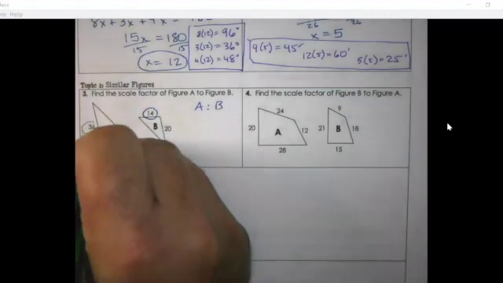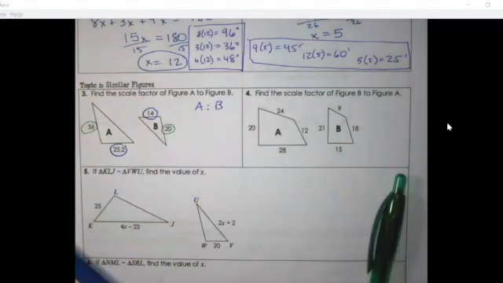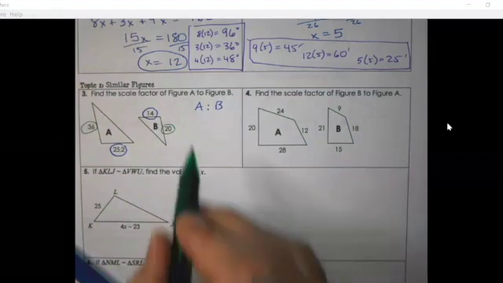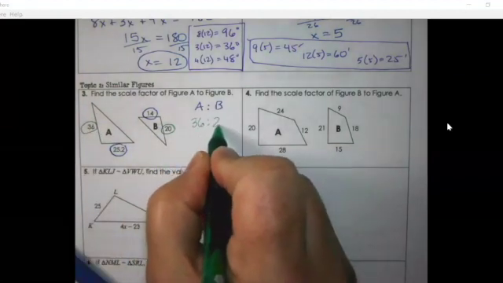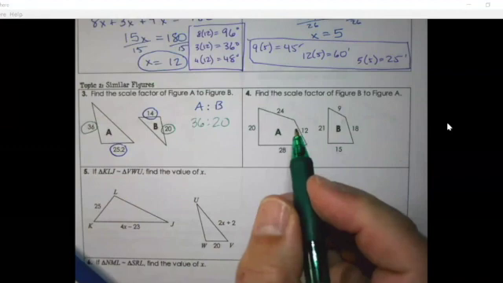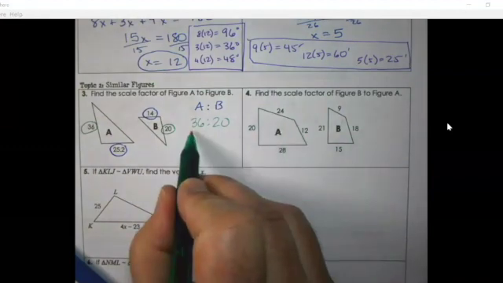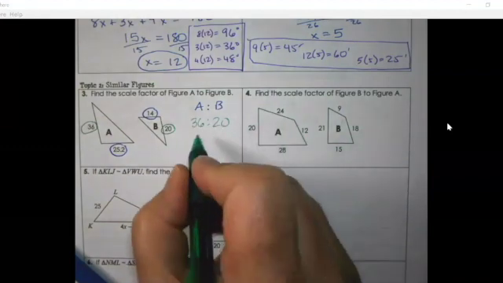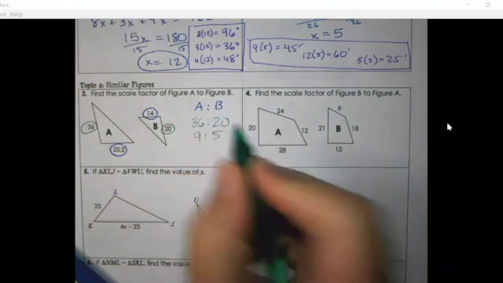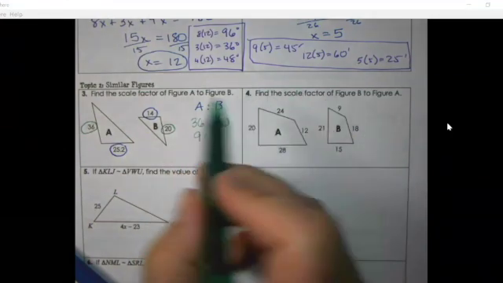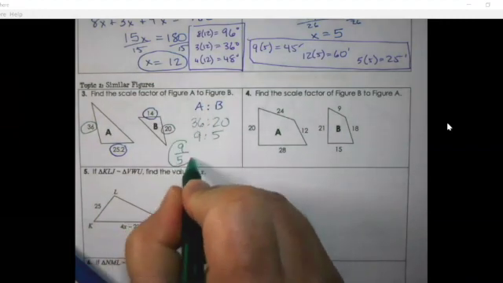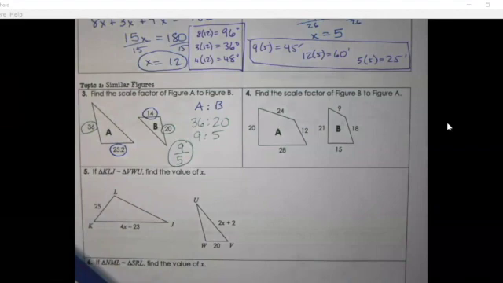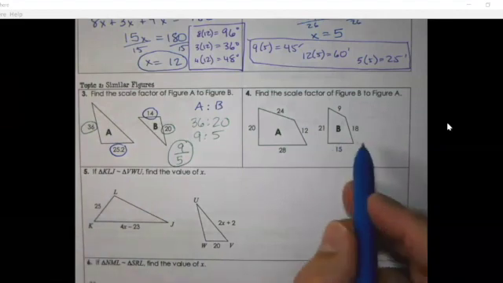And 36 is the larger, and 20 is the larger. So I get to pick whichever pair I want to find the scale factor. I'm going to go A to B. I'm going to choose 36 to the corresponding B value of 20. And I can reduce this. This is 9 times 4, and this is 5 times 4. So it's 9 to 5. That's okay. Often scale factor would be written as a fraction, like 9 over 5.